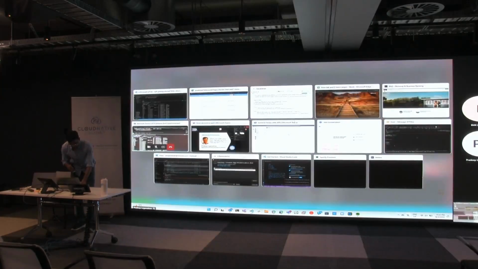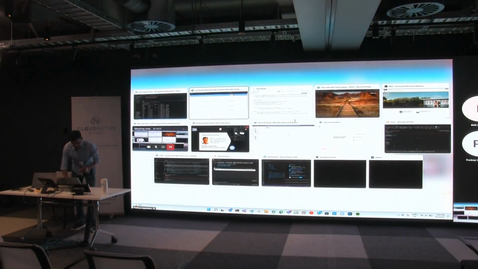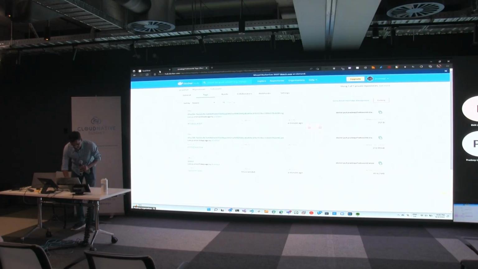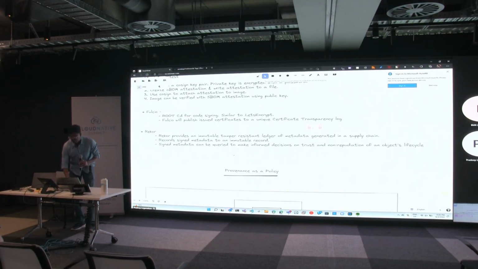So, is there anything else? Can I just ask quickly? Yeah. Do Grype and Syft do second-order, third-order dependencies? Yeah, they do transitive dependencies too. They check through the whole transitive dependency chain. Okay. So as I said, this is more about Fulcio and Rekor.